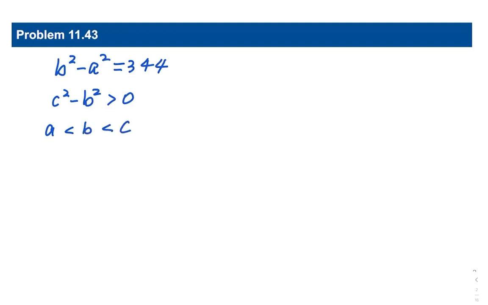Three consecutive positive odd integers a, b, c satisfy b squared minus a squared equals 344, and c squared minus b squared is positive. Therefore, a is less than b is less than c. a is b minus 2, c is b plus 2. What is the value of c squared minus b squared?